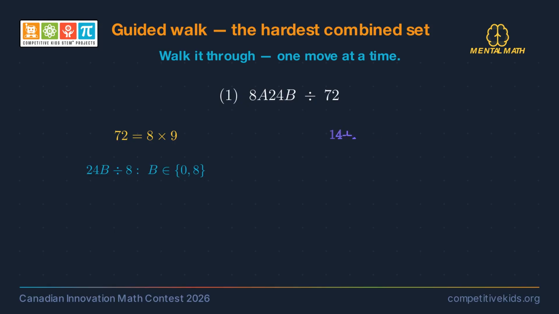The 9 reads the digit sum. 14 plus a plus b is 0 mod 9. So a plus b is 4 or 13. Intersect the 2. The pairs are a4, b0 and a5, b8. The largest number is 85248.